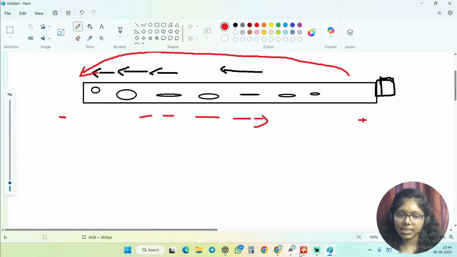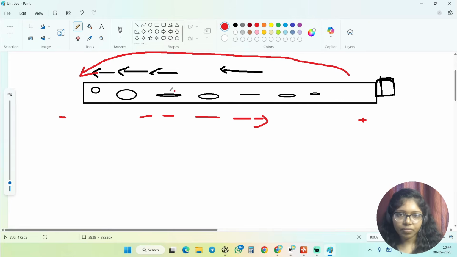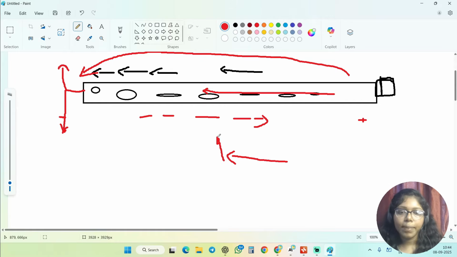So this is how this DC circuit flows. This will be a single, one-directional current. It can take multiple paths, but the direction of the current is unidirectional. So it will flow towards this or this, but it is not going to change.